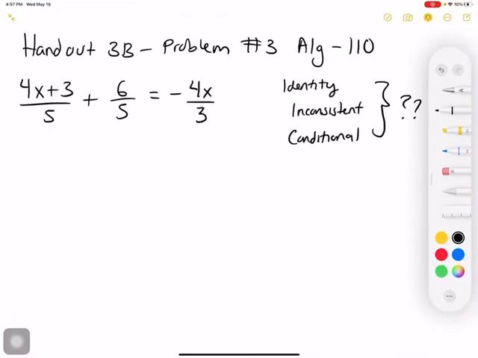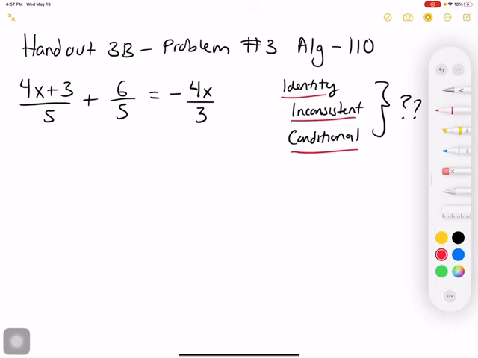Hello students. In this video I'm going to show you how to solve the following equation, and not only solve the equation or try to find the solution, but also identify it as an identity, an inconsistent, or a conditional equation. Just really quick, I'm going to cover what identity, inconsistent, and conditional equation are.